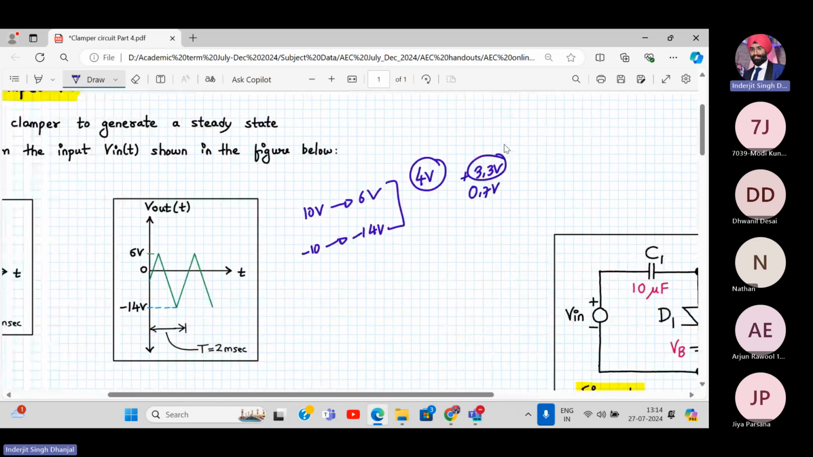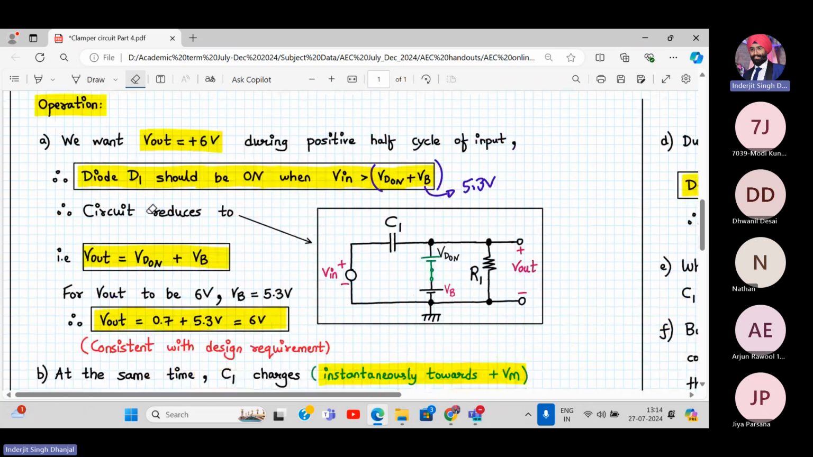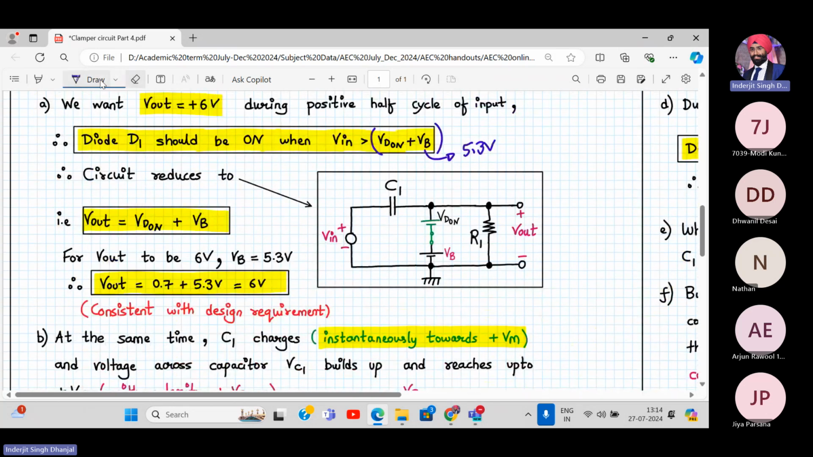So for 6 volt, it should be 0.7 plus 5.3. Yeah. Understood how 5.3 it should be? Because when the diode is on, Vin should be greater than VD on plus VB. This is 0.7, and the circuit will reduce to this and the output will be VD on plus VB. So VD on is 0.7, and VB should be 5.3 for the output to be 6 volt.